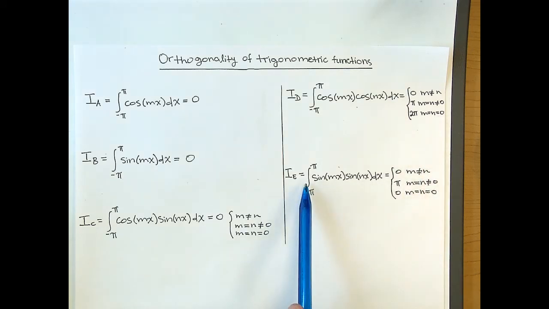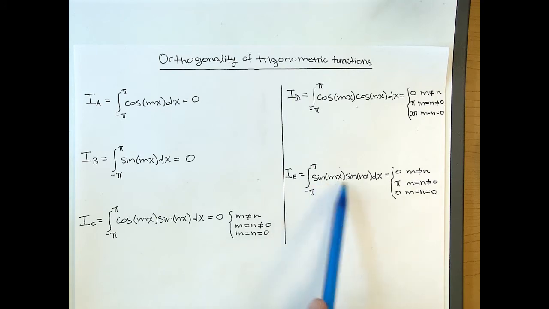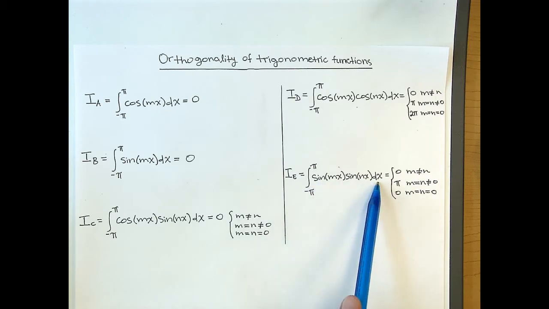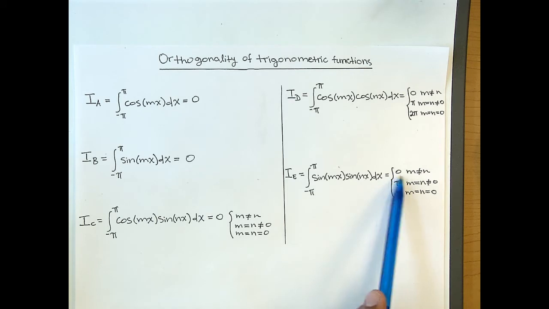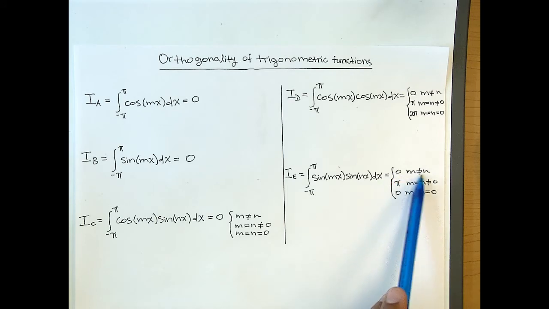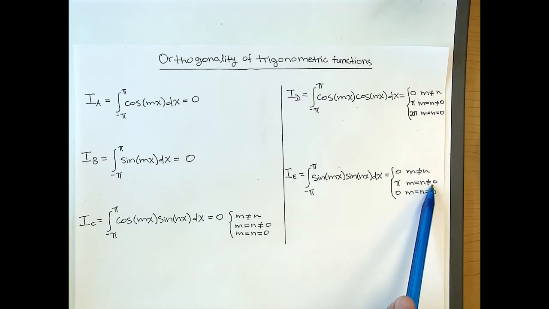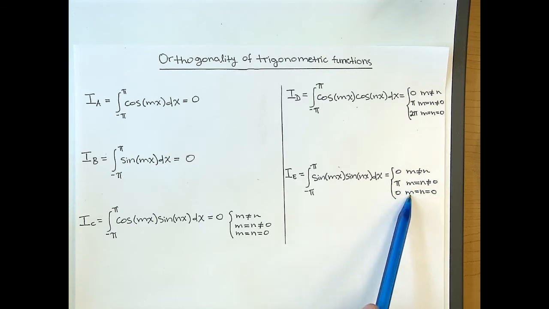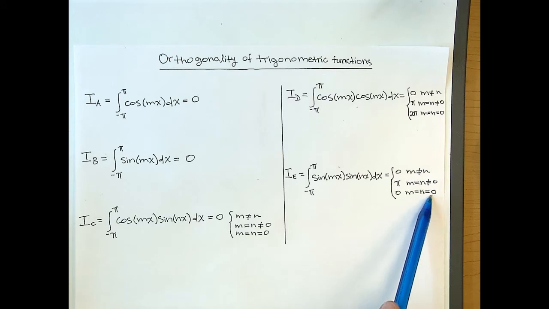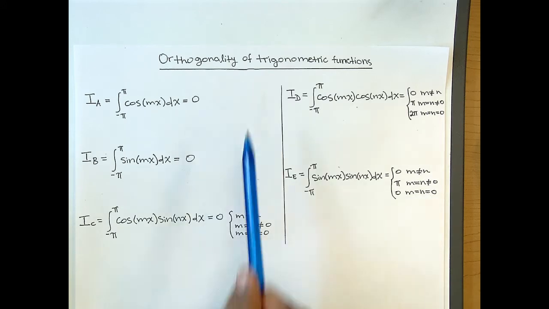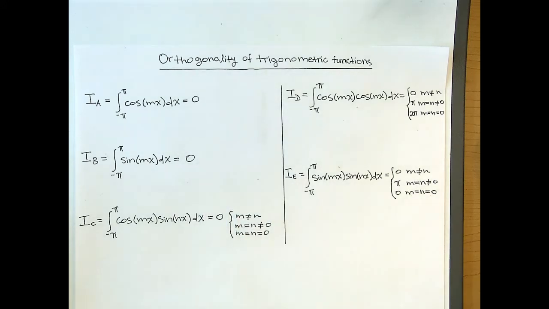And finally, the integral from negative pi to pi of the sine of mx sine of nx dx, that is equal to 0 for m does not equal n, pi for m equals n but does not equal 0, and it is 0 for m equals n equals 0. These are called the orthogonality of the trigonometric functions.